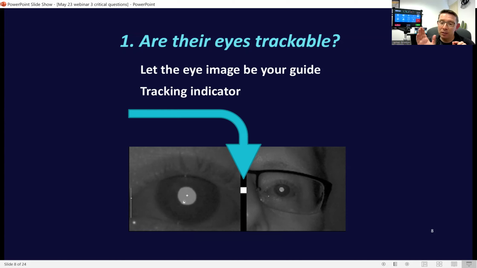So on the right of this image, we see a picture of the person's face. On the left, we see that same eye zoomed in, and in between those images, we have a white visible tracking indicator. That tracking indicator present means that the eye tracker has found and is tracking that person's pupil. So right away, we're going to set it up, point the camera at their eyes, get this image focused, and see, is that tracking indicator present?